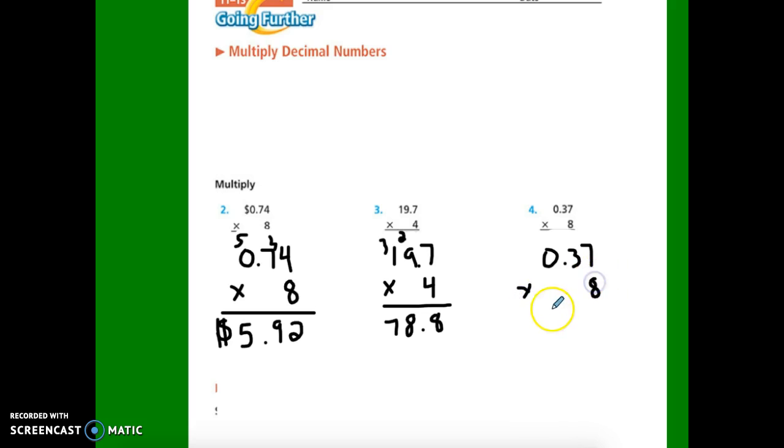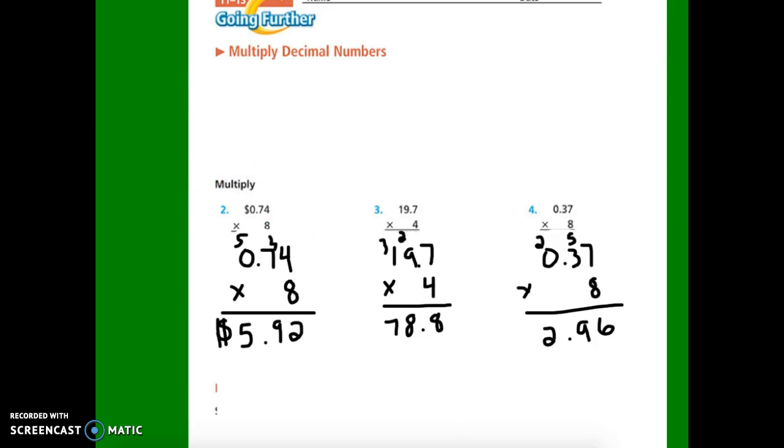All right, 8 times 7 is 56, so 6, carry the 5. 8 times 3 is 24, plus 5 is 29, so put the 9 here, carry my 2. Now, see right here, I get to bring down my decimal. 8 times 0 is 0, plus 2 is 2. So 37 hundredths times 8 is 2 and 96 hundredths.